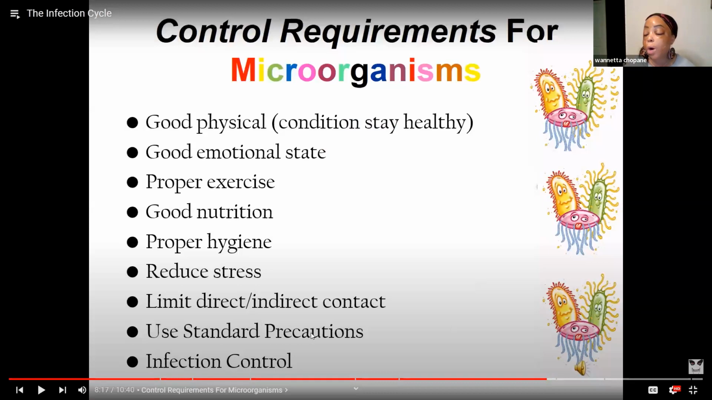Also use standard precautions, which I just went over. Standard precautions, again, means that you're wearing gloves with every patient because your brain is like, ooh, I'm treating everybody as if their blood or bodily fluids are infectious. So be sure that you wear gloves. Standard universal precautions, okay?